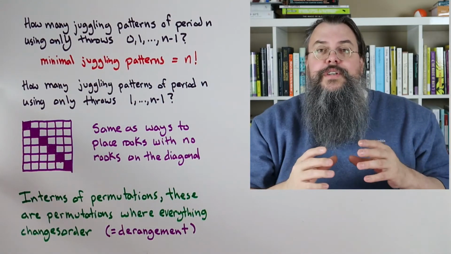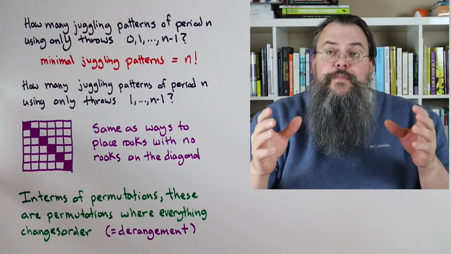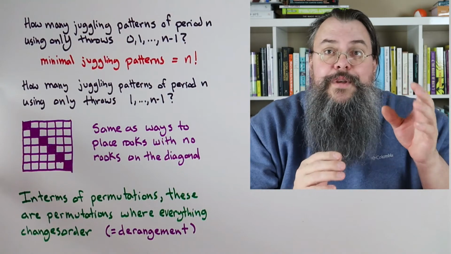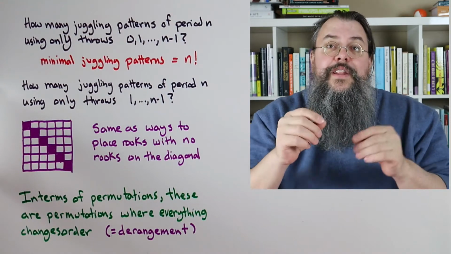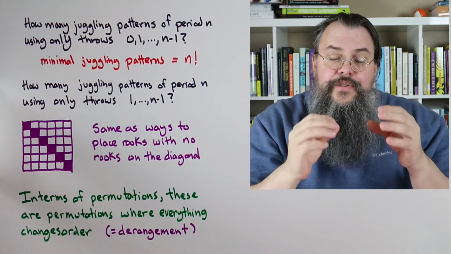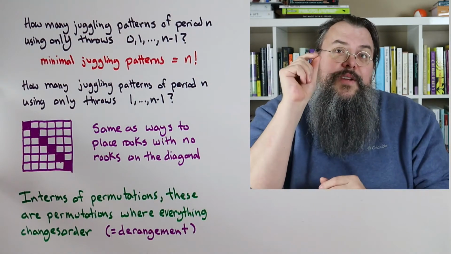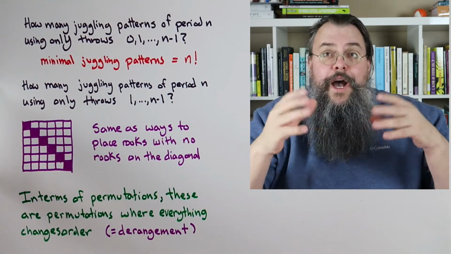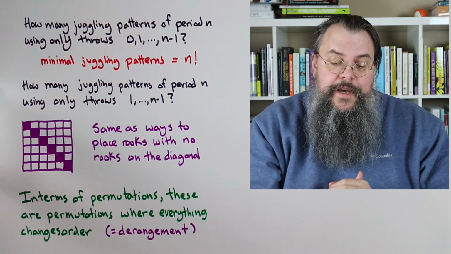So what we're going to do now is slightly tweak the question. Now our question is, how many juggling patterns are there of period n where our throws are 1, 2, up to n minus 1? In other words, we're removing the possibility of having a 0 throw. So it's a small restriction, and the question will be, how many are there? How do we find the answer to that?